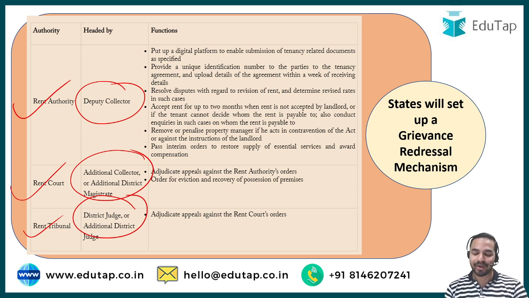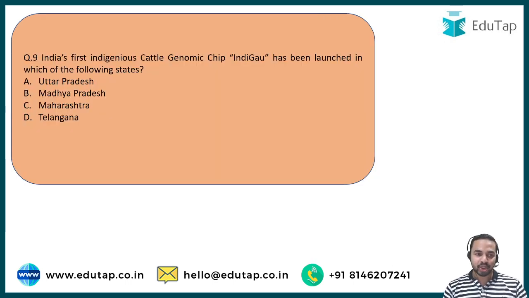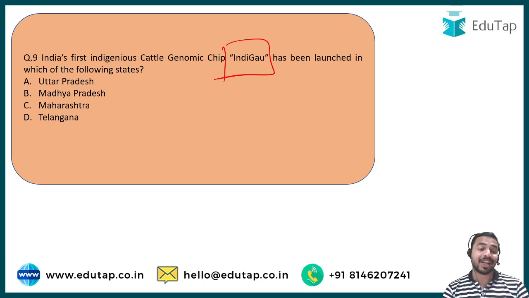Moving on to the next question, which is here on your screen. So please tell me in the comment section below, India's first indigenous cattle genomic chip, that is Indigo, has been launched in which of the following states? So once again, a very important question. Is it Uttar Pradesh, Madhya Pradesh, Maharashtra or Telangana? And the right answer to this question is option D, that is Telangana.